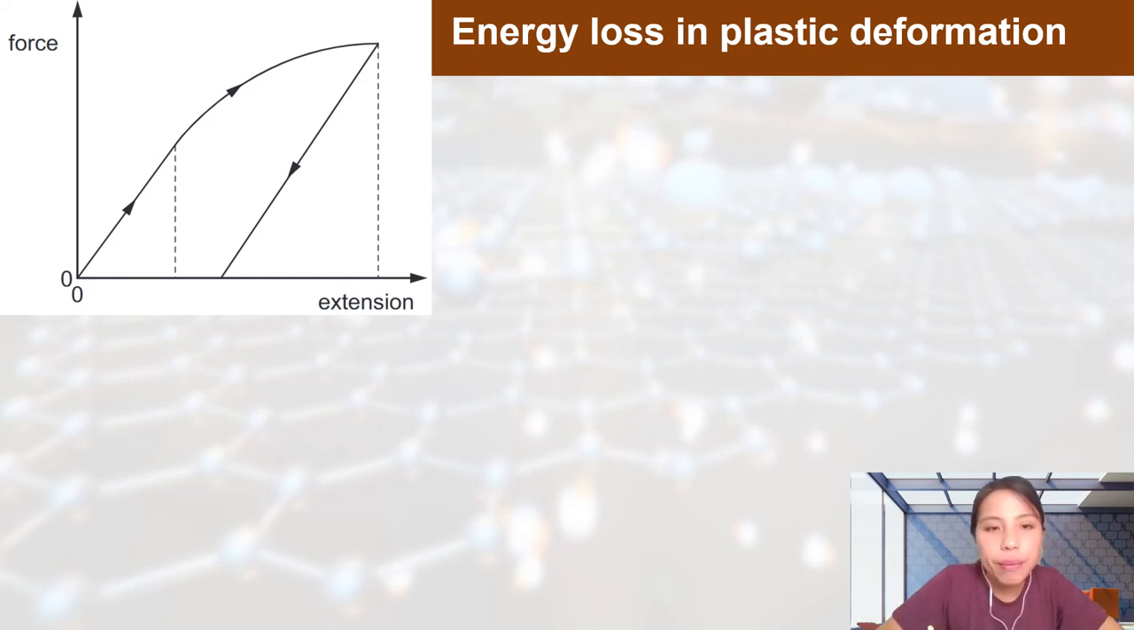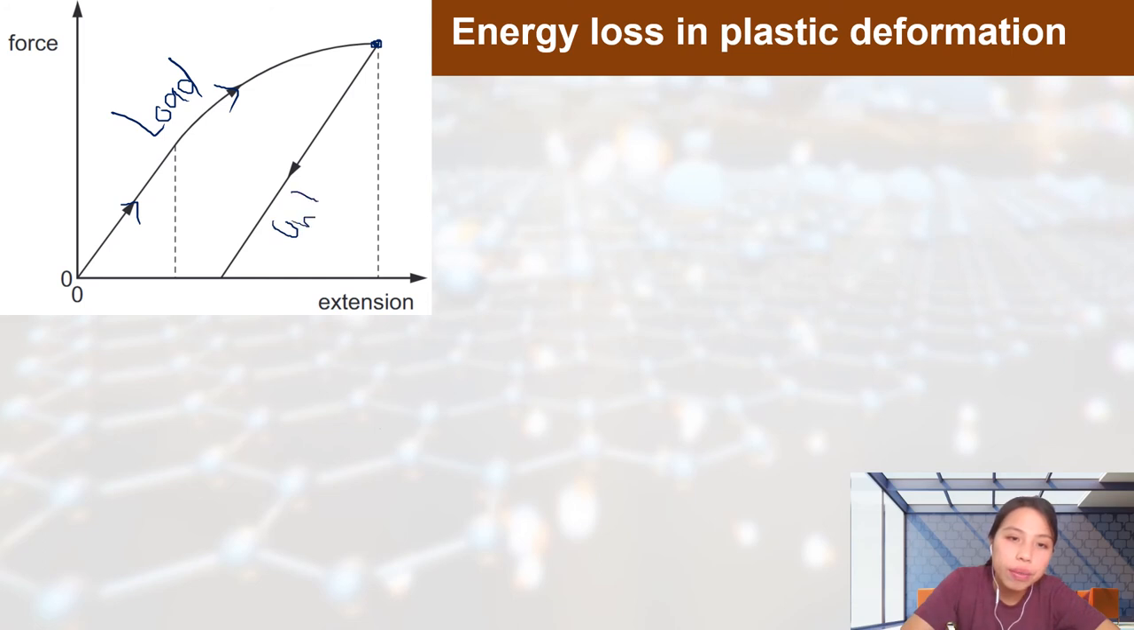Here on this left side is an example of a material undergoing plastic deformation. How do you know it's plastic? Because when you load it, it follows the curve to a certain point. But then when you unload it, it doesn't follow the same curve; it takes a new path and comes down like that. So this is how you know whether a material is plastic or not. See whether it takes the same path going up and down. So here, energy loss. Okay, so what is the work done to stretch the material to this point?